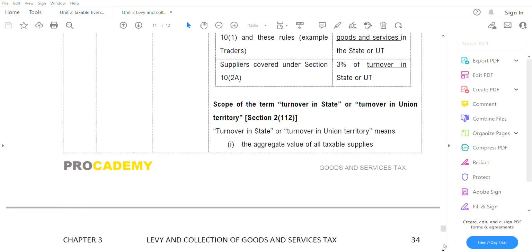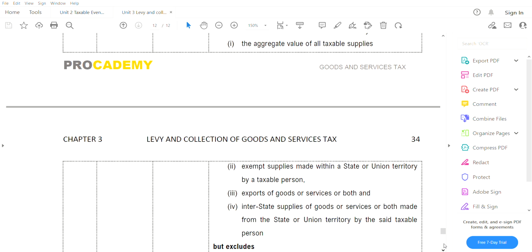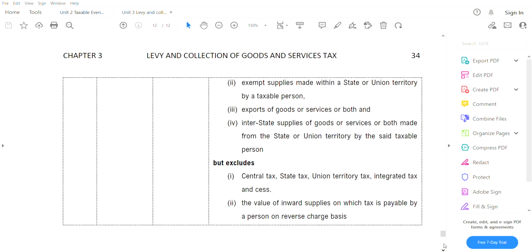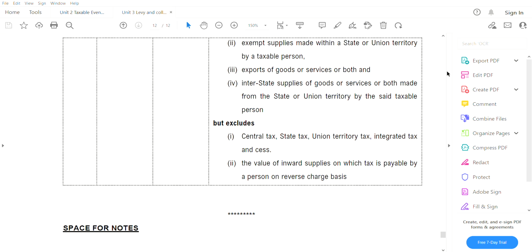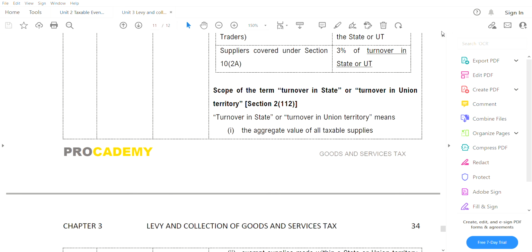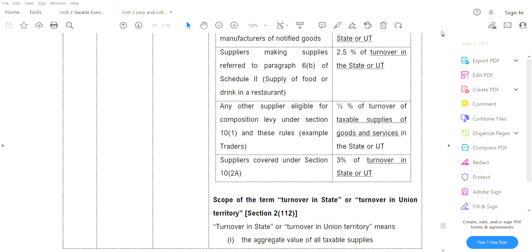Okay, so turnover in state or turnover means the aggregate value of all taxable supplies and exempt supplies made within the state or union territory by the taxable person, export of goods or services or both, and interstate supplies of goods or services or both made from the state or union territory by the taxable person, but excludes the GST portion and the supply subject to reverse charge GST. Okay va? Turnover kaga ellathiyum consider pannipanga, but ana taxation will happen only on your taxable intrastate supplies. Siladhukku vandu entire turnover will be considered for your taxation. Okay va? But technically matta conditions um paakanum. Enadhu நீங்க interstate supply பண்ணக்கூடாது அதெல்லாமும் பார்க்கணும். So the definition is broad. You can only make intrastate supply as long as you are continuing under the composition scheme. Is that clear?